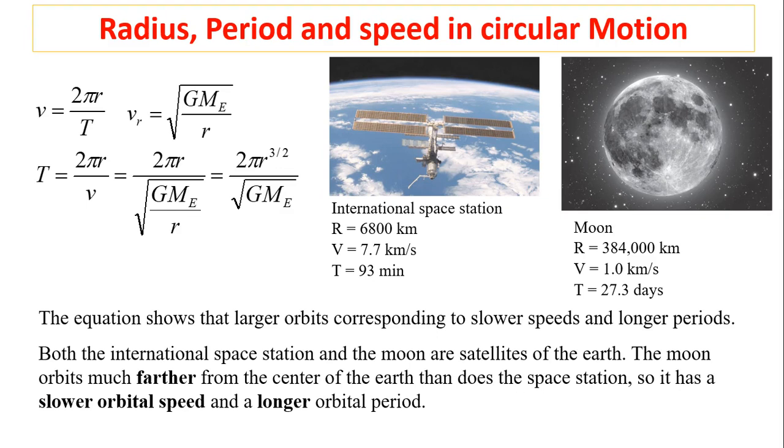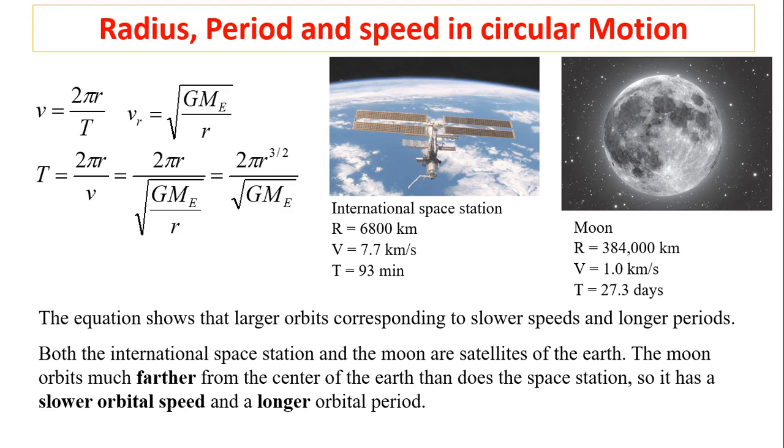Radius, period, and speed in circular motion. The speed equals d over t. d for a circle is 2 pi r, and t is the period. We also know the circular speed equals the square root of G M over r. We set them equal to each other. We can find T equals 2 pi times r to the power of 3 over 2 divided by the square root of G times M_E. So this equation shows that the larger the orbit, the slower the speed, but the longer the period.